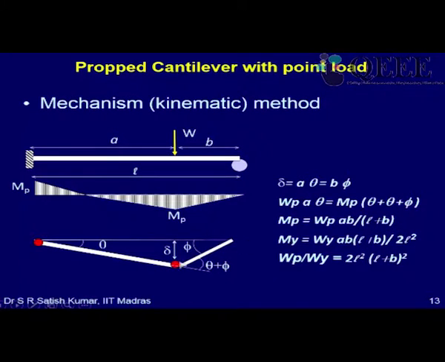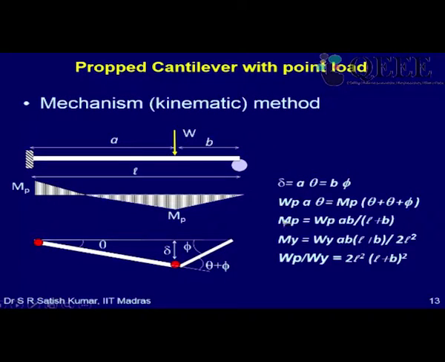Why L plus B? Because the internal work done now is MP into theta at this fixed hinge, and MP into theta plus phi at this hinge. So there are 2 hinges which have to form, so more internal work is done in this case, and as a consequence the MP value will actually reduce compared to last time when we had only AB by L. If I am adding an extra B in the denominator, this value will be less than the previous case. Which means a smaller section would be adequate for a propped cantilever because it has more redundancy.